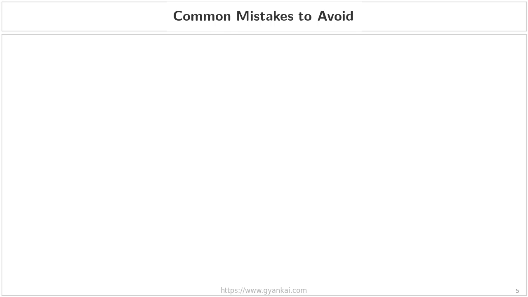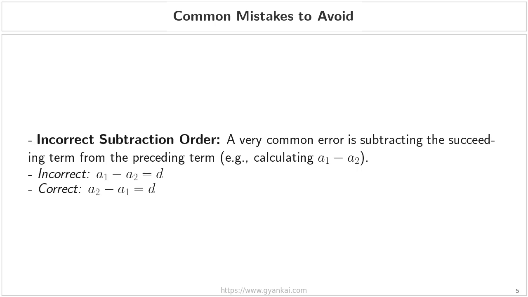Common mistakes to avoid. Now, before we wrap up our lesson, I want to pause and discuss some common pitfalls. Even if you understand the concept of an arithmetic progression, it is very easy to make small errors that can lead to incorrect answers. First, let's look at the incorrect subtraction order. This is a very common mistake I see students make. When we are looking for the common difference, you must subtract the earlier term from the later term. Some students accidentally subtract the succeeding term from the preceding term, writing a sub 1 minus a sub 2 equals d. This is incorrect. The correct way to represent this is a sub 2 minus a sub 1 equals d.